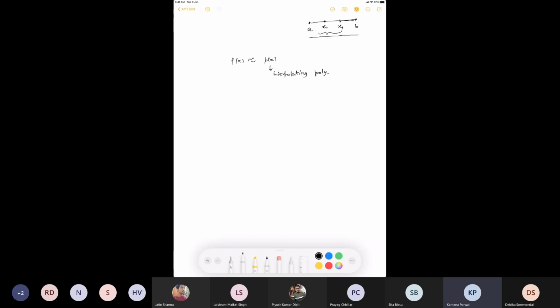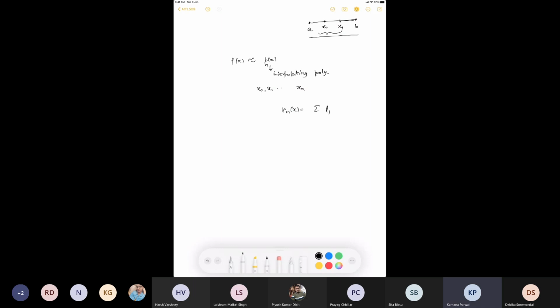Now, this interpolating polynomial, you can design it for any general degree n, according to the need. Let's say we have the interpolating polynomial at the nodes x0, x1 up to xn. Let's call it p_n(x). So we know what p_n(x) looks like.